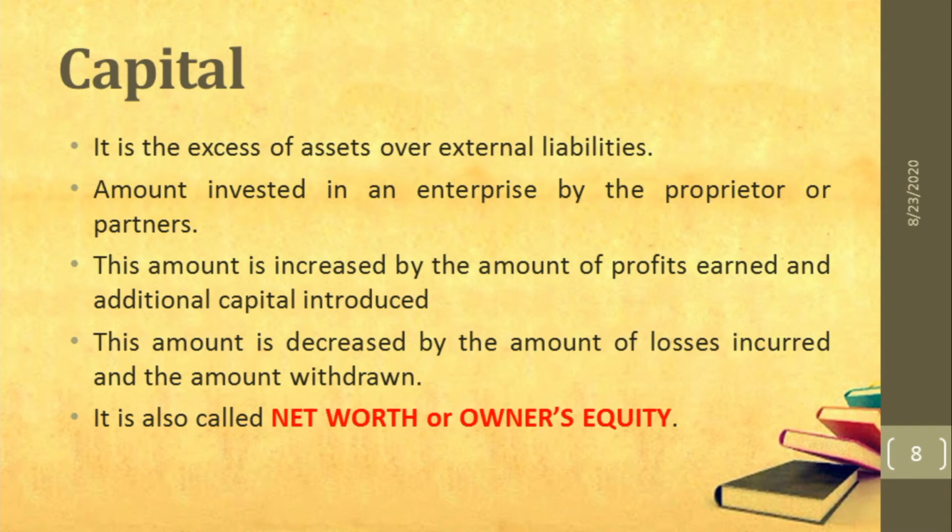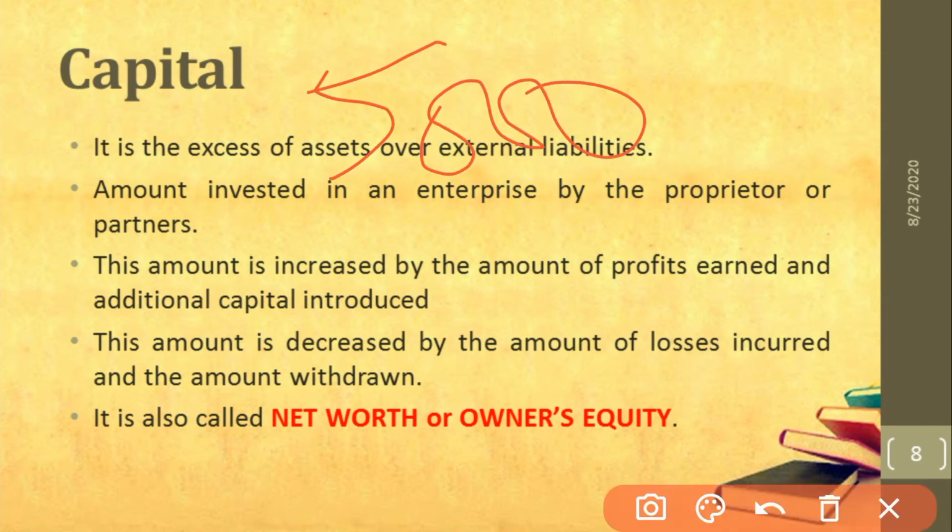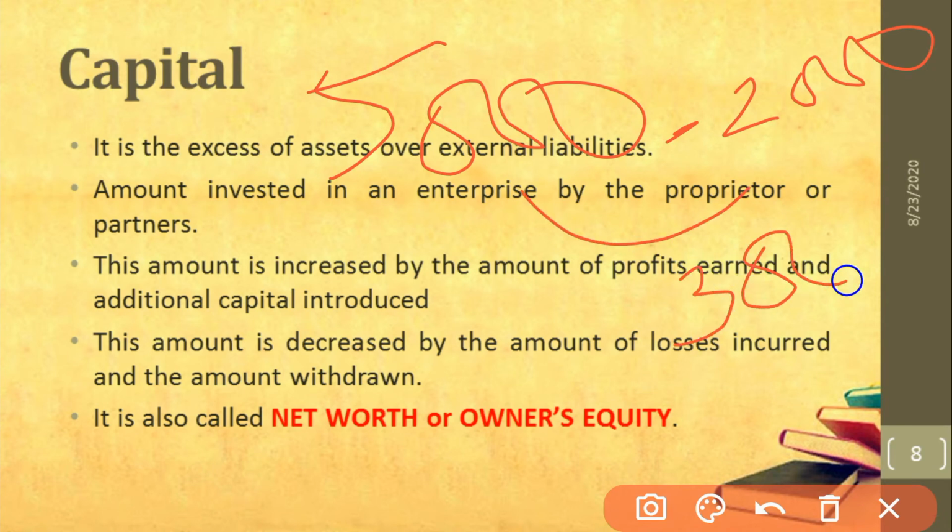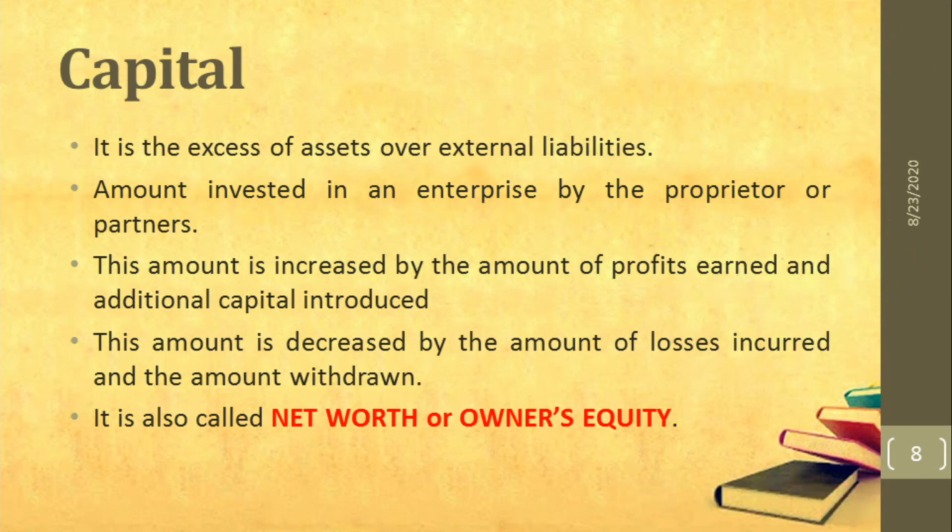And how can this capital be reduced? This capital reduces with the amount of losses incurred and the amount withdrawn. Suppose I had 5,000 capital, but for personal use or any other reasons, I had to withdraw rupees 2,000. Hence, my capital will be reduced to 3,000. And this capital is also known as the net worth or owner's equity.